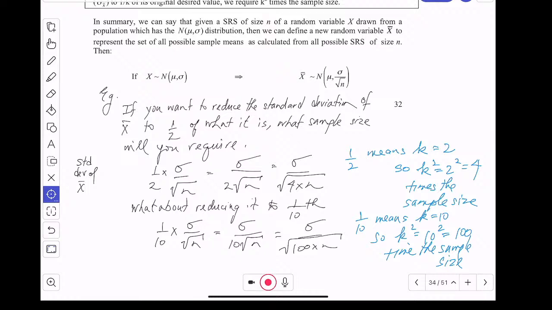All right, so now let's use this property. Let's apply this.